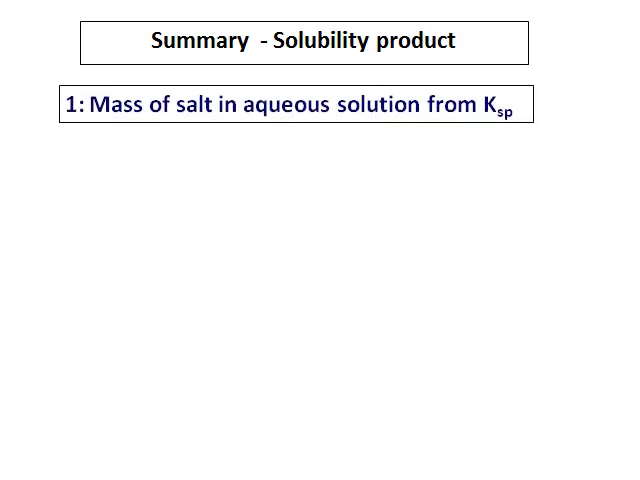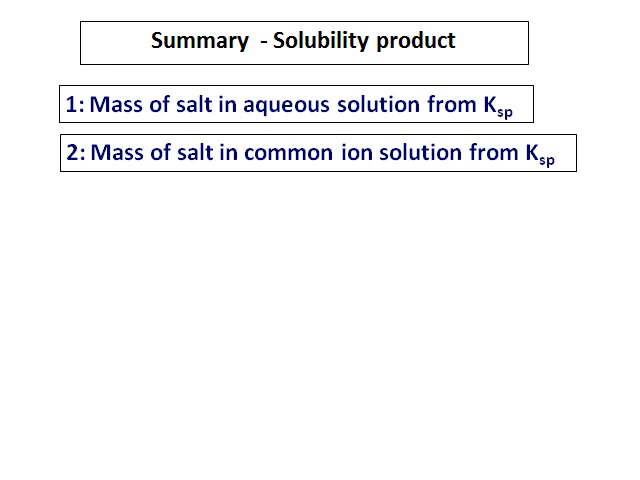Let's just sum up solubility product and see what kinds of questions you can get in solubility product. The first kind of question you will get will be to calculate the mass of a salt in an aqueous solution using solubility product. Then the same question, instead of aqueous solution, you can be asked to calculate in a common ion solution.